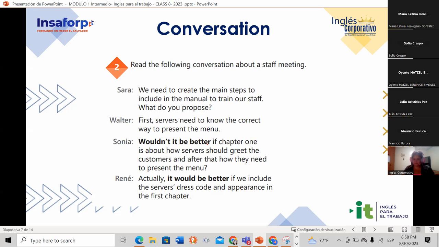Okay, go ahead. We need to create the menu steps to include in the menu to train our staff. What do you propose? First, servers need to know the correct way to present the menu. Wouldn't it be better if chapter one is about how servers should greet the customers and after that, how they need to present the menu? Actually, it would be better if we include the server dress code and appearance in the first chapter. Okay, good. Very good. Thank you so much.